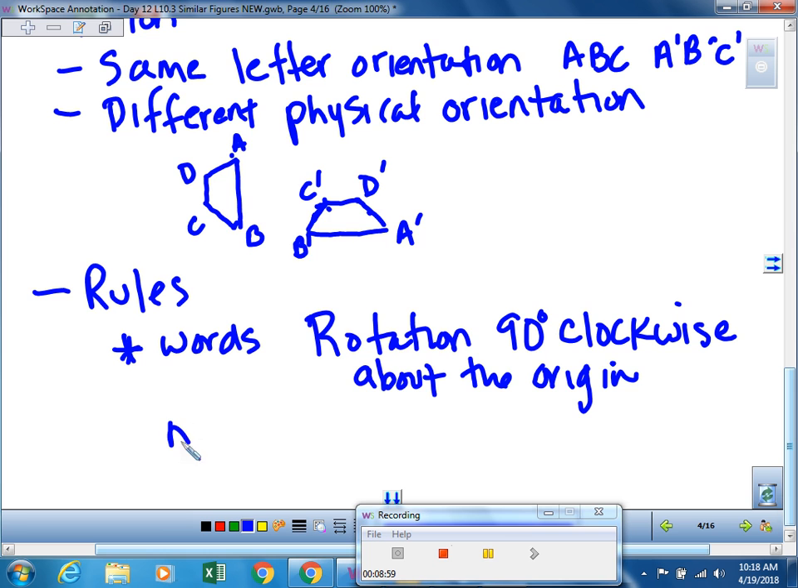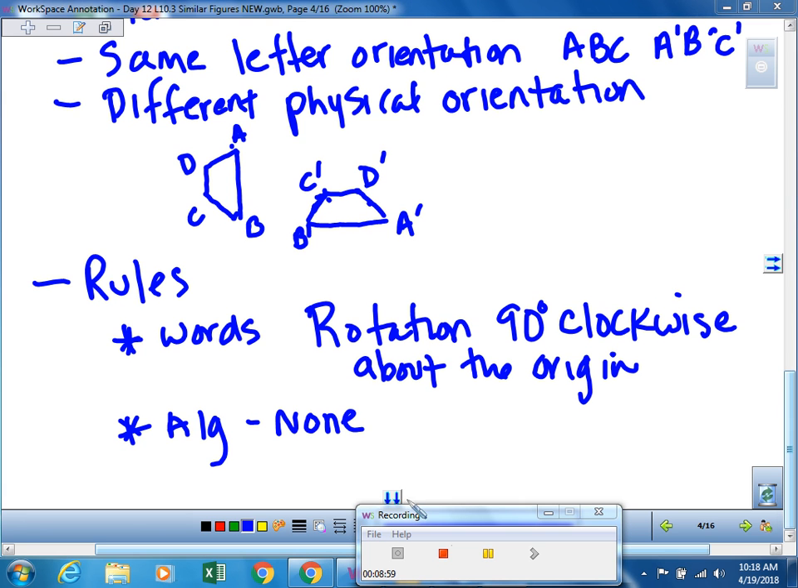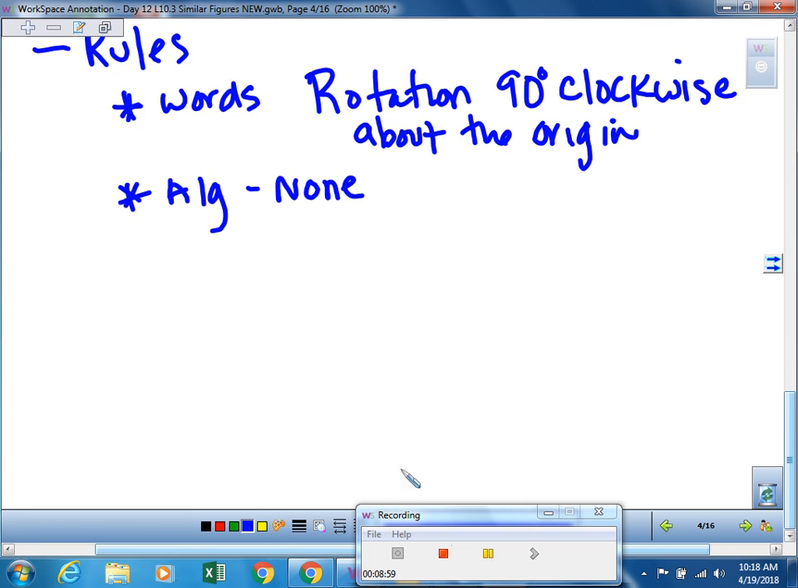And then the algebraic, there is none that we learned. That's the only one that does not have an algebraic that we learned. Okay, next, what's the fourth one that we learned? Dilation.